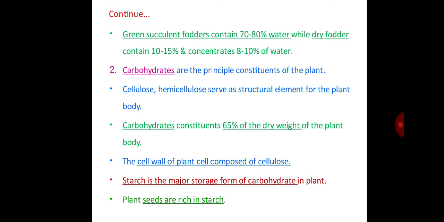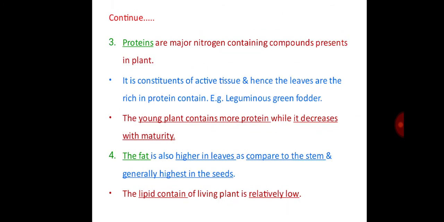Then carbohydrates are the principal constituents of the plant. Cellulose and hemicellulose serve as a structural element for the plant body. Carbohydrate constitutes 65% of the dry weight of the plant body. The cell wall of the plant cell is composed of cellulose. The starch is the major storage form of carbohydrate in the plant, and plant seeds are rich in starch as compared to stems and leaves.